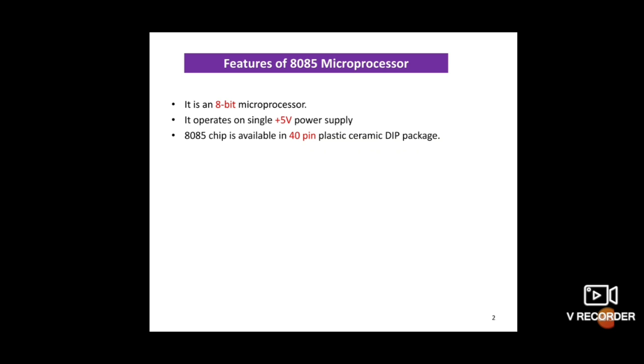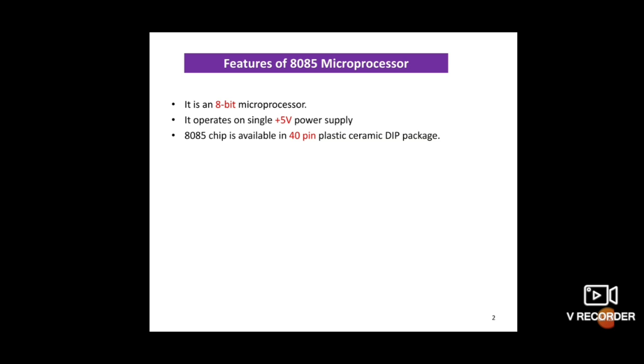Now in second, it operates on a single plus 5 volt power supply. Means this 8085 microprocessor needs only plus 5 volt. Next, the 8085 chip is available in a 40 pin plastic ceramic DIP package. DIP means dual inline. The 8085 IC is a 40 pin IC in DIP package.